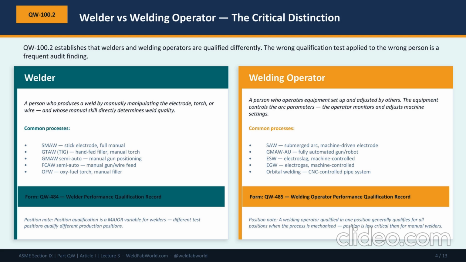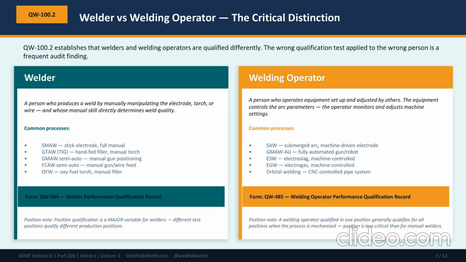Why does this matter practically? Position qualification is a major variable for welders. A welder must be tested in the specific positions they will use in production, and the code tables in Article 3 define exactly which test positions qualify which production positions. Welding overhead is a completely different physical skill from welding flat, and the code recognizes that by requiring separate qualification.